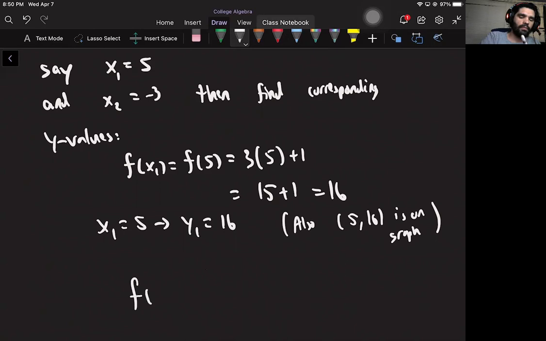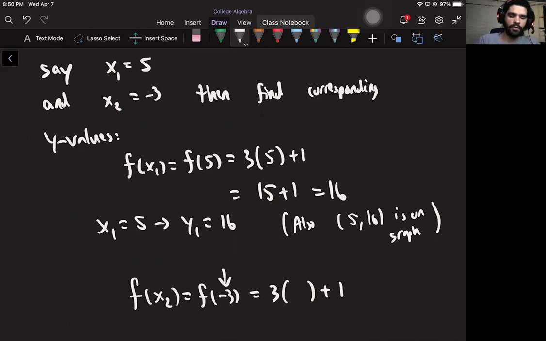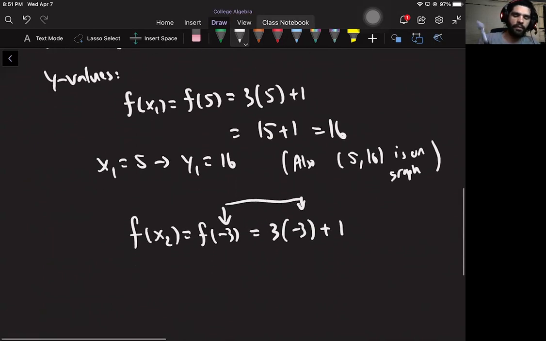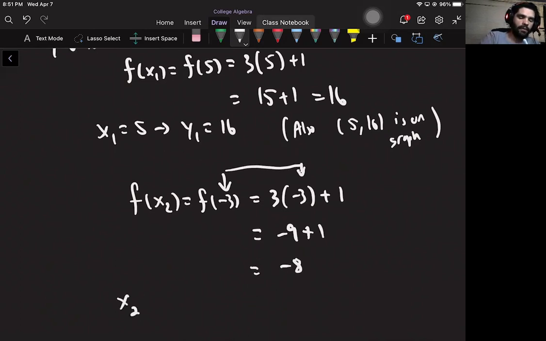The other one would be coming from plugging in the other x value, which I said I'm going to use, -3. And I'll do the same thing. I'm just changing this x, that used to be an x, into whatever number is here. That's how functions work. Just dropping it right in there and then calculating. So 3 times -3 is -9, plus 1 is -8. So my second x value corresponds to a y value of -8.